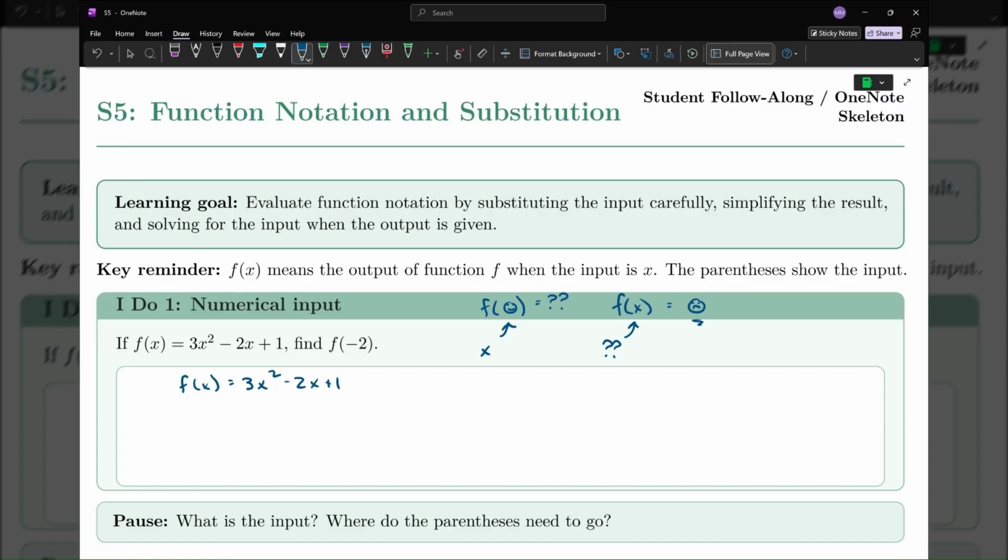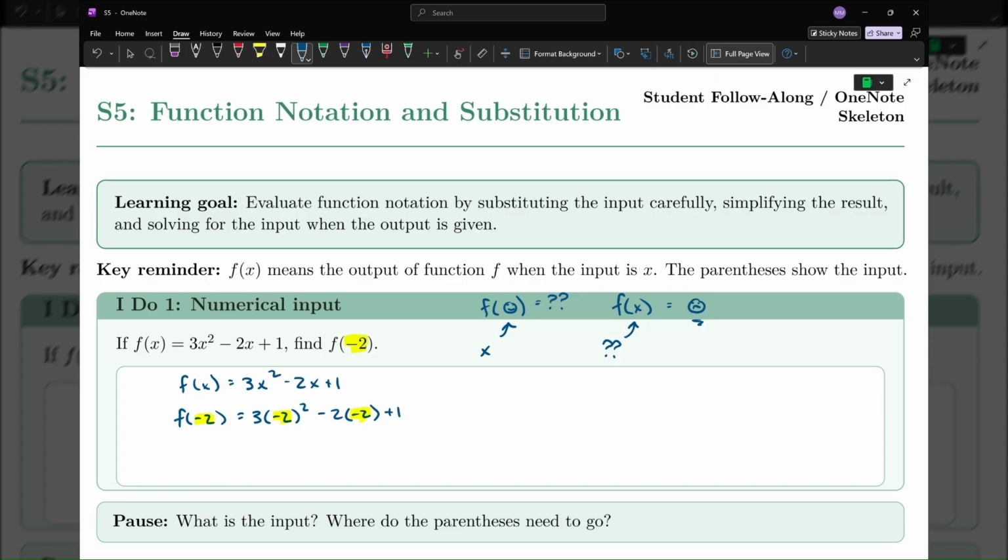This question says the input is -2, because I can see it's sitting in that input slot. It's basically saying I want you to put -2 in for x. So all we do is chuck -2 in for x everywhere I see an x. That's not an x anymore, that's a -2. All I've done is take that input of -2 and put it everywhere there was an input position.